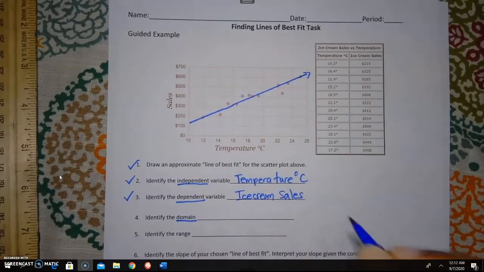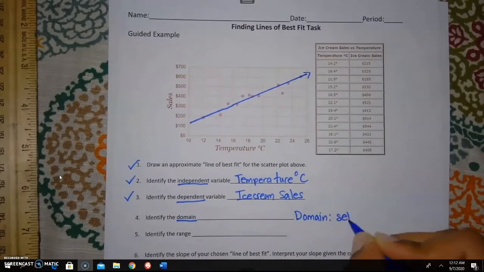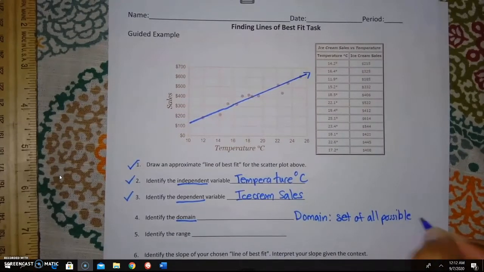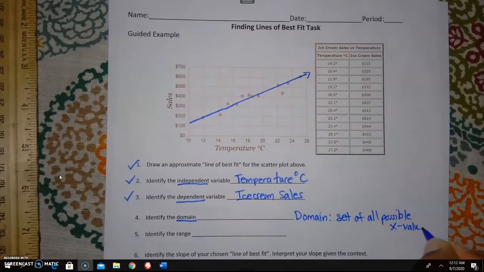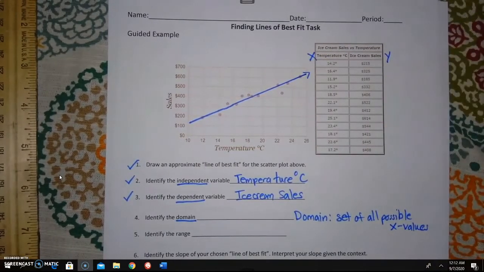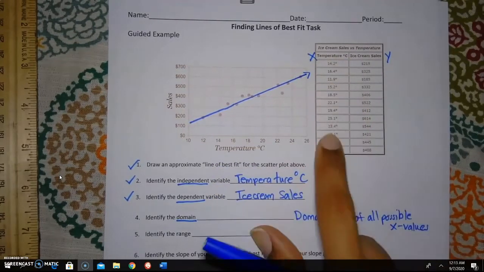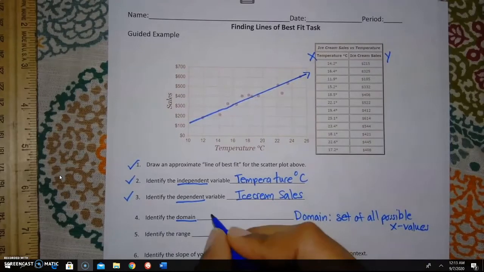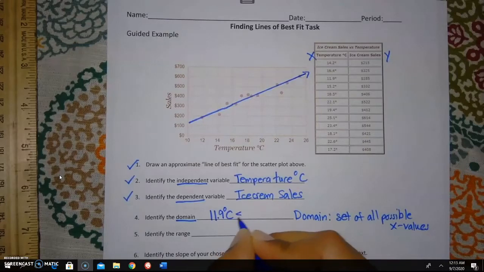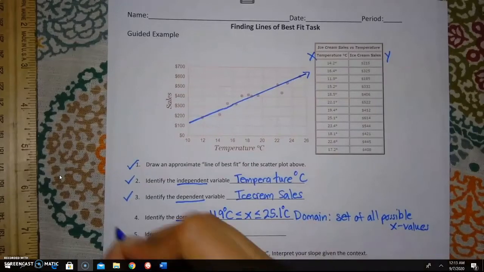Now, number 4, they'd like us to identify the domain. Now, domain, in case you don't remember, is just the set of all possible x values. Now, in this case, we know that our temperatures are x values and our ice cream sale is our y. So if we look closely here, we can see that they range between about 11.9 degrees all the way to 25.1 degrees. So we're going to say that our domain is about 11.9 degrees Celsius to about 25.1 degrees Celsius.